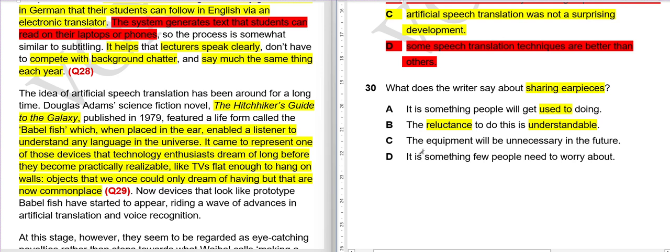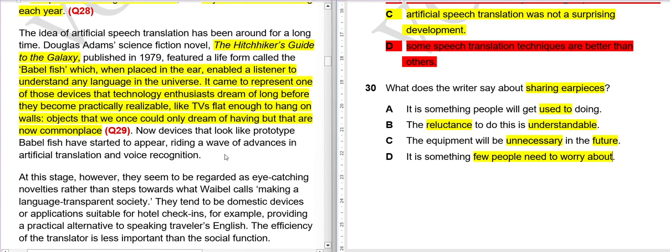C, the equipment will be unnecessary in the future. Whether the earpiece will be unnecessary in the future. D, it is something a few people need to worry about. So it is not a common worry. It will be just a few people that will worry about it, others will not have to worry about sharing earpieces. Maybe it's so cheap that people will not be sharing, they will be buying their own. Maybe it's so expensive that people will be used to sharing it. It could be anything. Okay, let's read further.